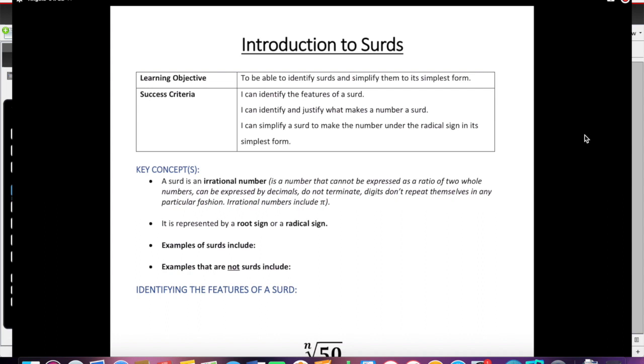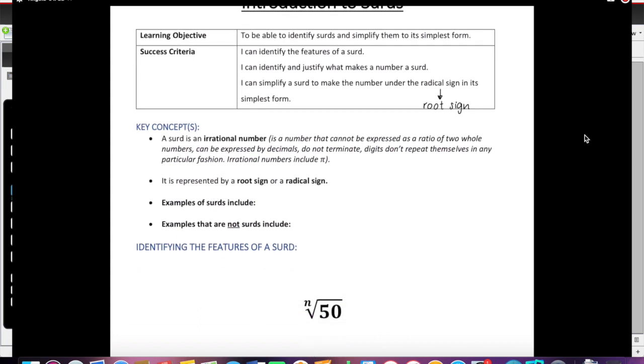So just know that if I am talking about the radical sign, sometimes I might refer to it as the root sign. Certain textbooks and other resources will use these interchangeably as well. So just a few things here to note.